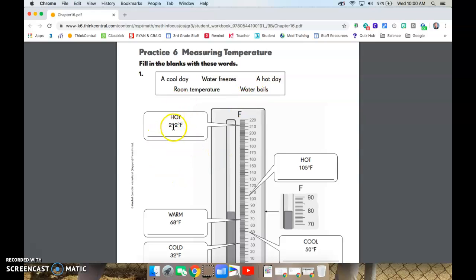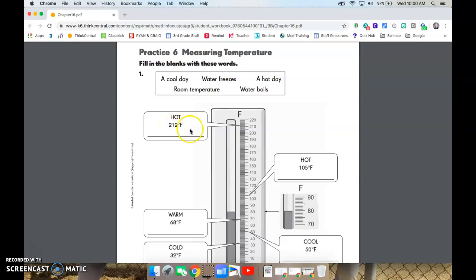So really, really hot, 212 degrees Fahrenheit. That is not freezing water. It's not room temperature if you're boiling water. It's hot, hot, hot. Water boils. 212 degrees, water boils right here.